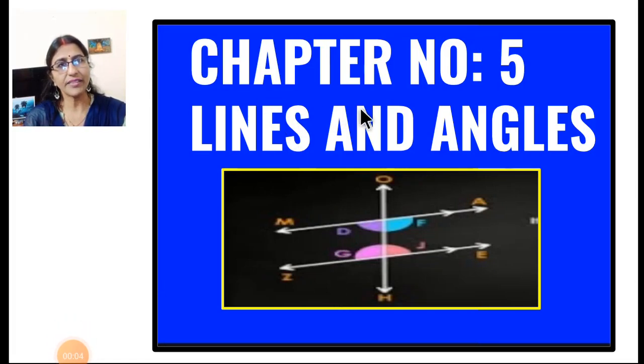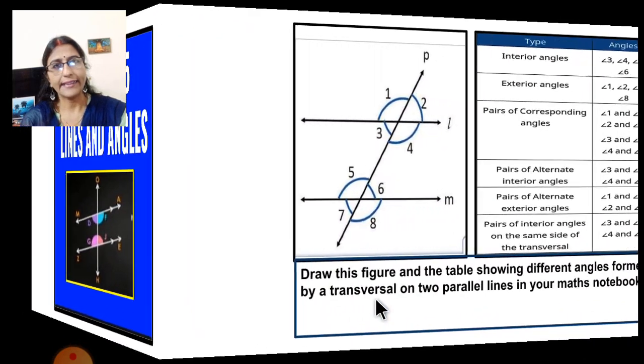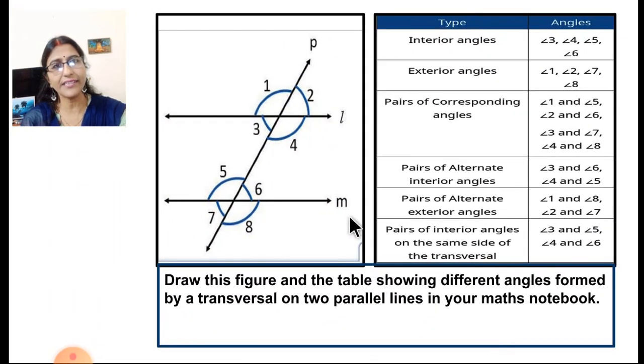Let us continue with the same chapter, chapter number 5, lines and angles. In the previous session, we have learned about two parallel lines cut by a transversal, and due to this, 8 angles are formed, and these all are the types of angles. So you will have to draw this figure and the table showing different angles by a transversal on two parallel lines in your maths notebook.